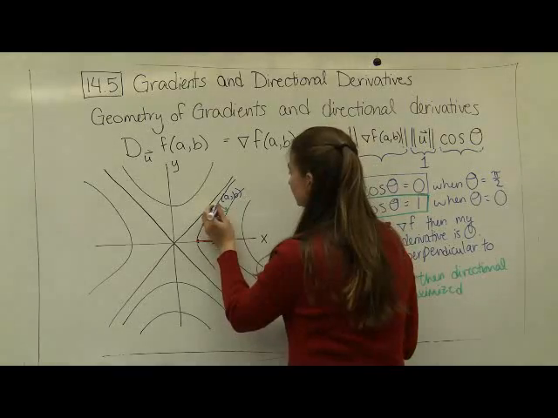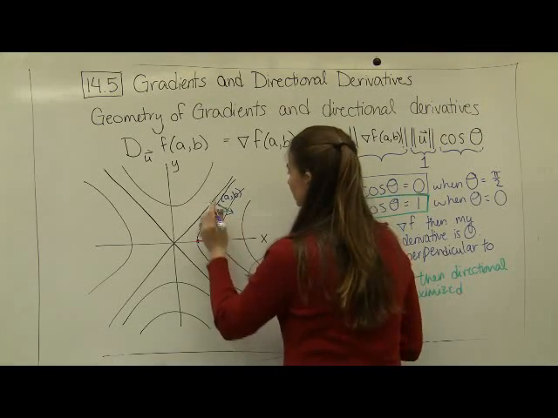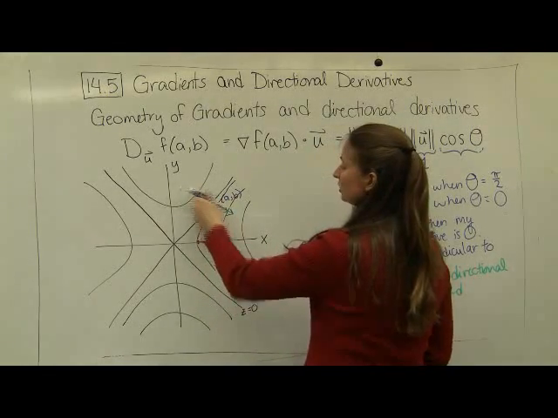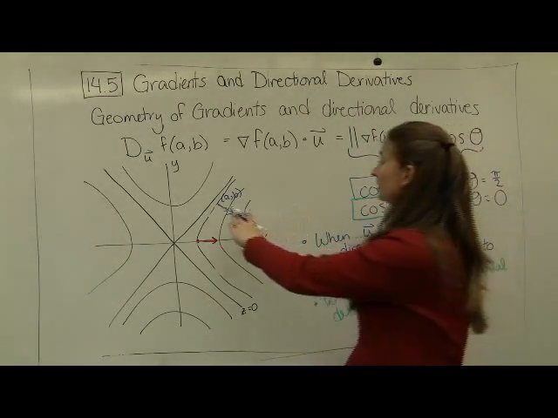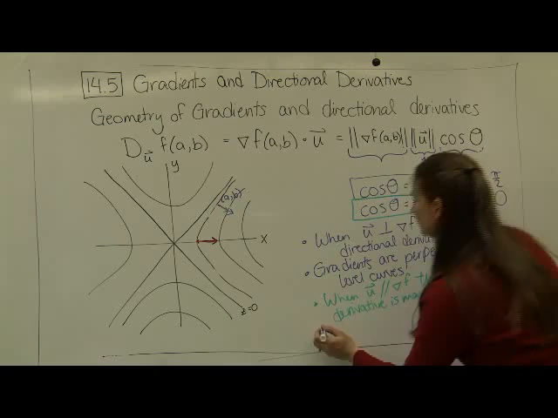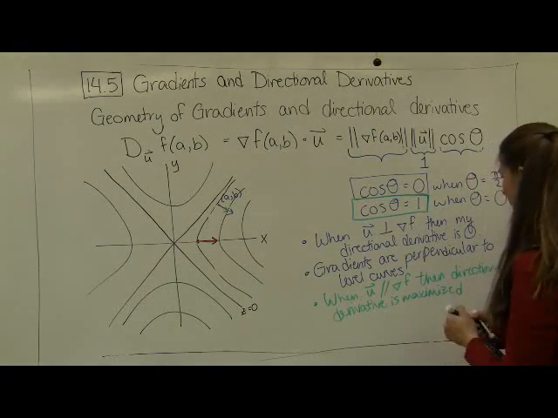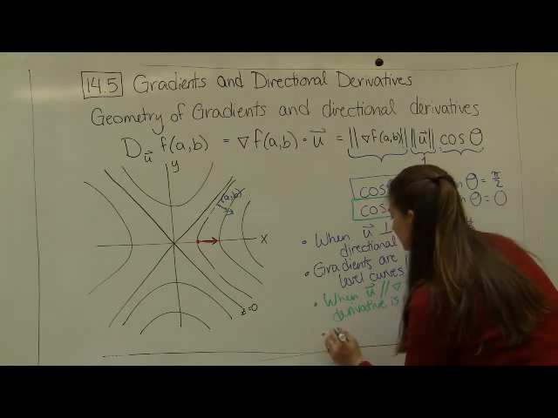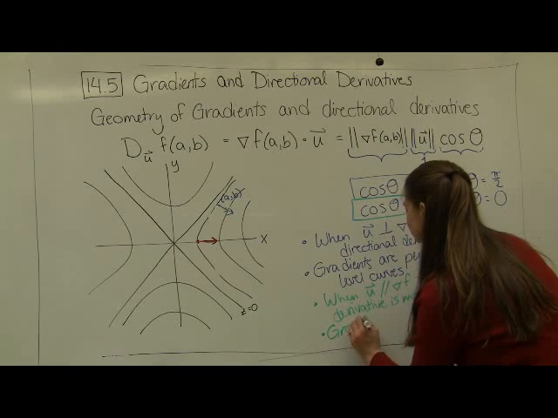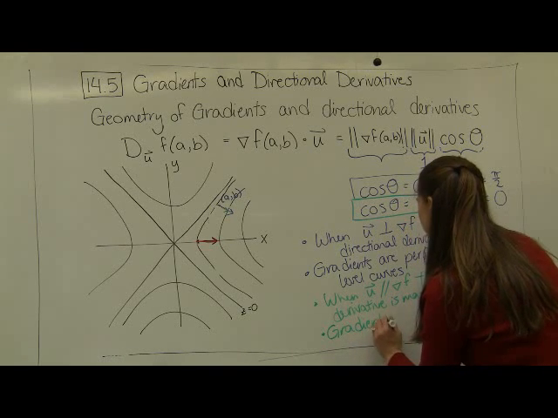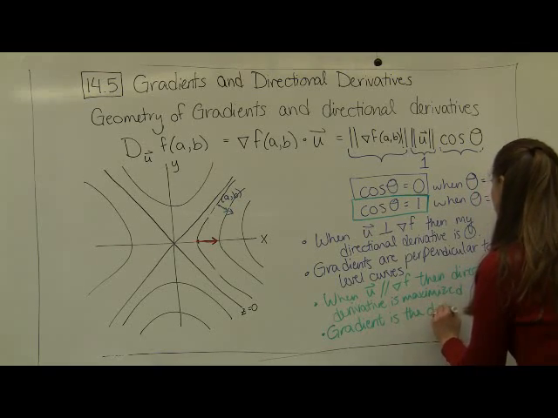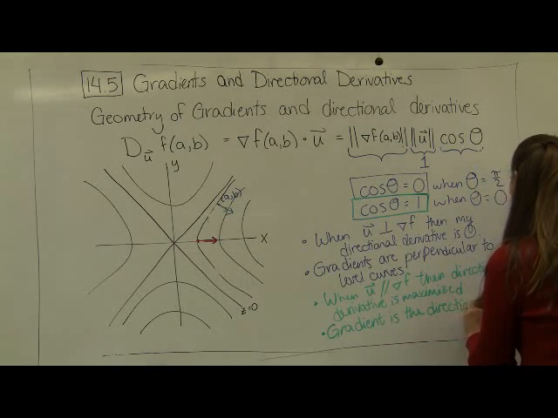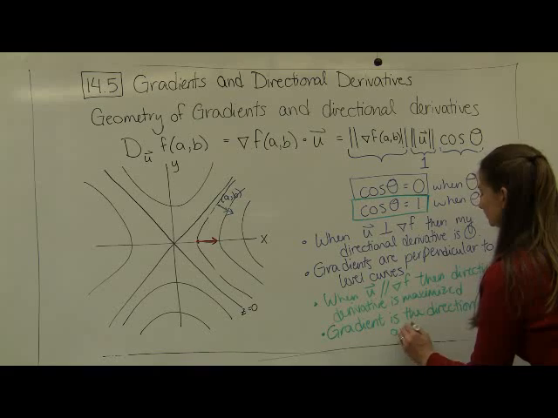In other words, when I travel in the same direction as the gradient function, that's my direction of greatest change. So let's write that conclusion down below here. That's saying that the gradient is the direction of greatest change.